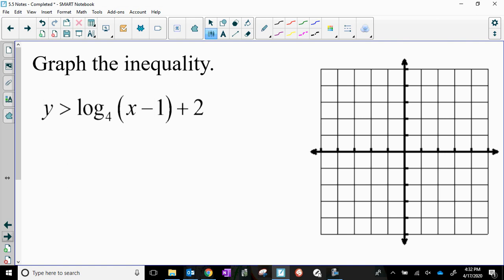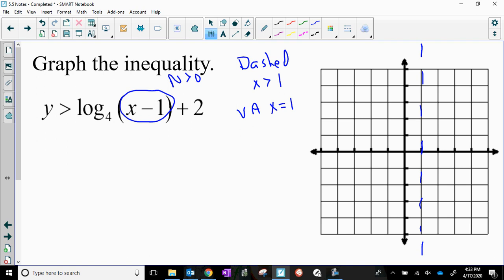Let's try another one. I have a dash curve again, so it's not equal to. I see that my argument right here has to be greater than 0, so I know that x has to be greater than 1. That means I have a vertical asymptote at x equals 1. So let me go ahead and do this. This is from our last unit. And then I'm going to use my parent function to help me out. So I'm just going to do transformations. This is going to move right 1, up 2.